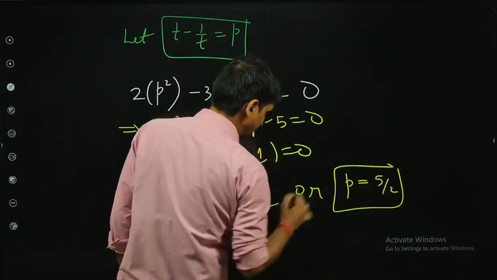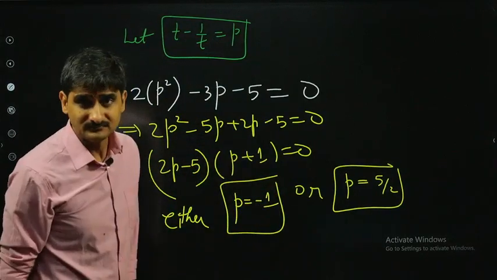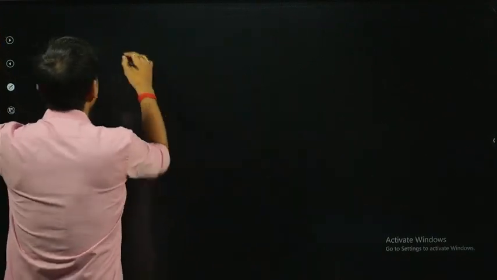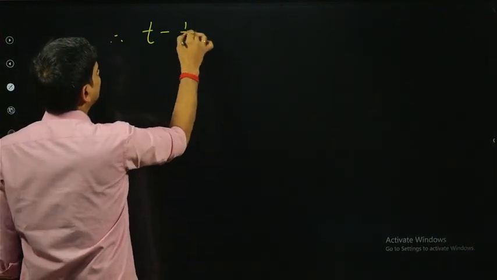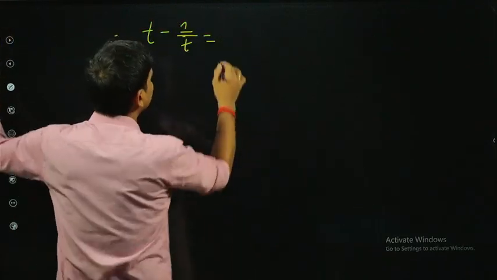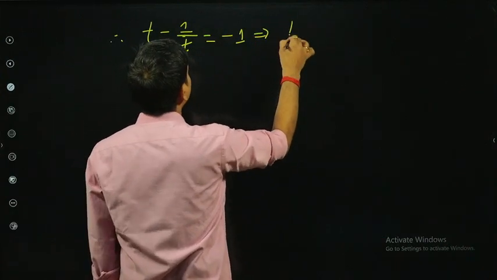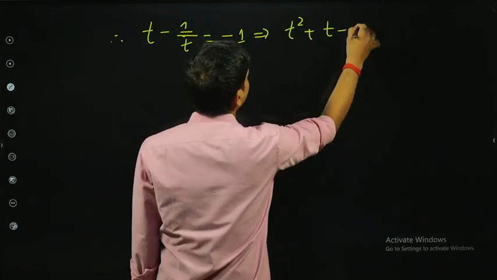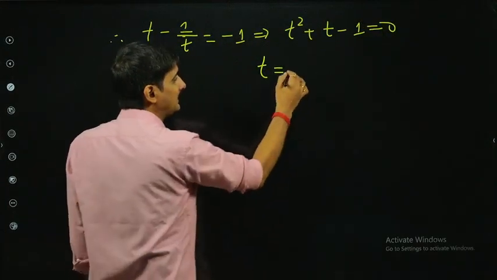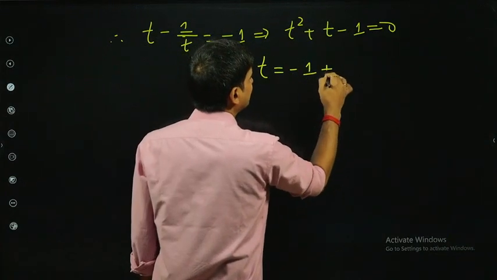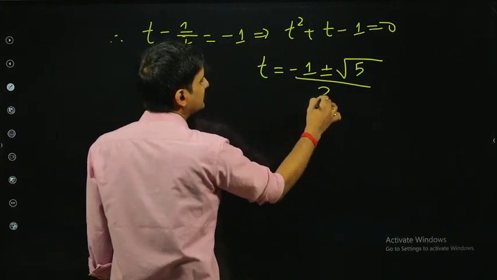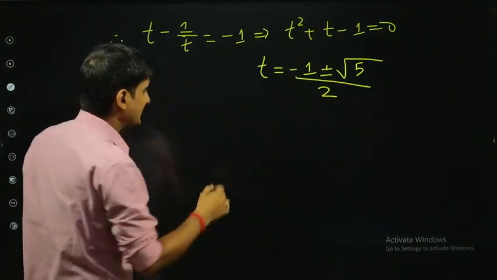Now these are two possible cases here. Okay, now what is p? So p is t minus 1 by t here. So therefore t minus 1 by t is either minus 1. So now take LCM. So it's t square plus t minus 1 equal to 0. It has of course two roots, and what are those two roots? So minus 1 plus minus under root of b square minus 4ac, I think root 5 if I'm not wrong. Now it has two possibilities.